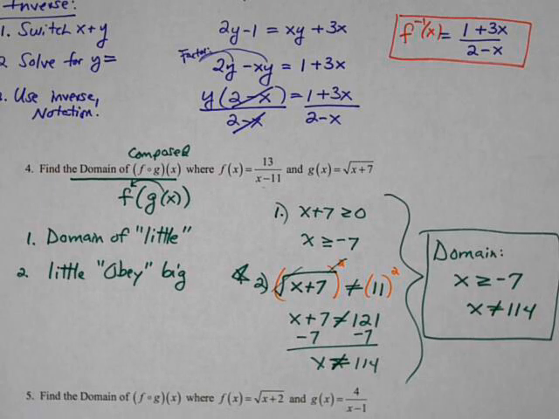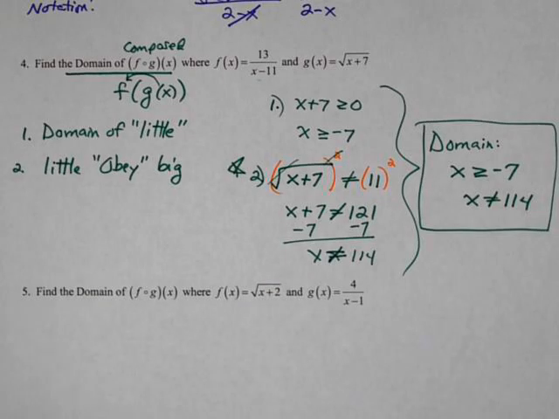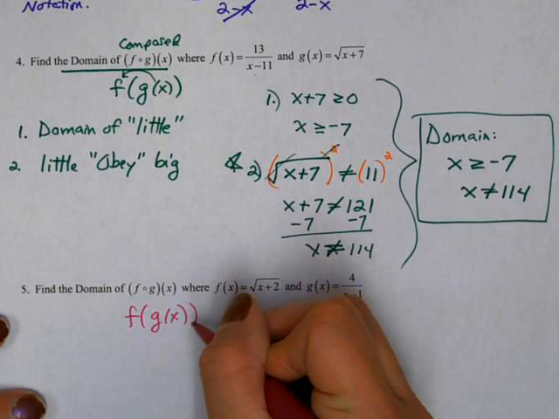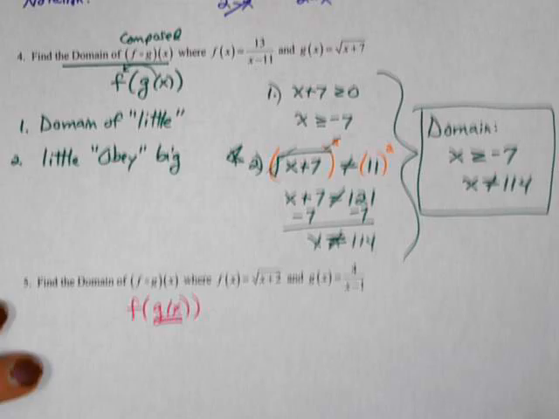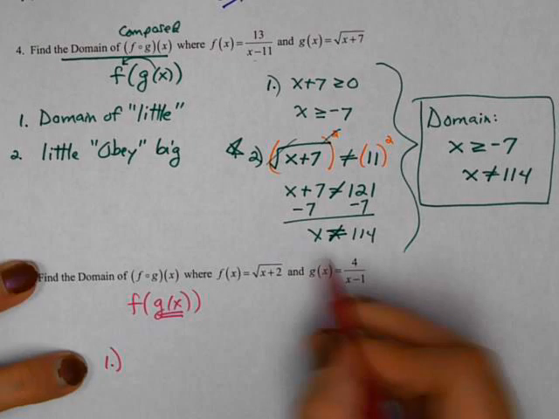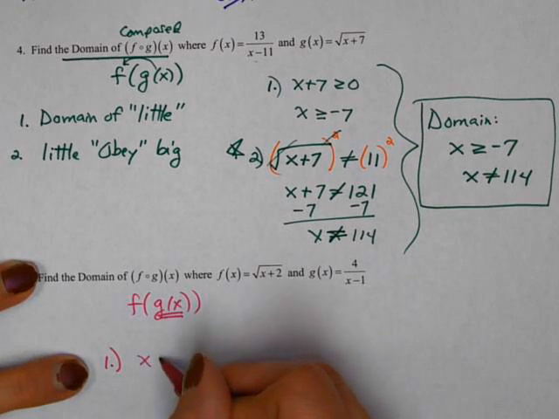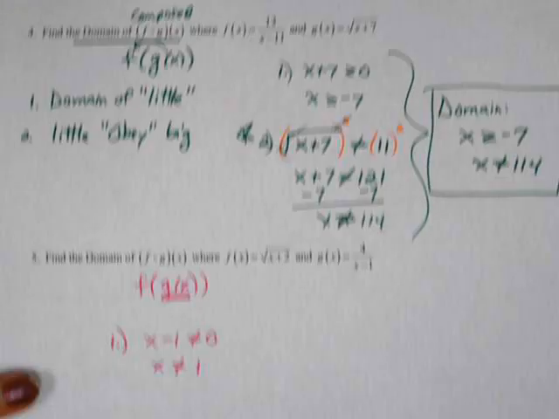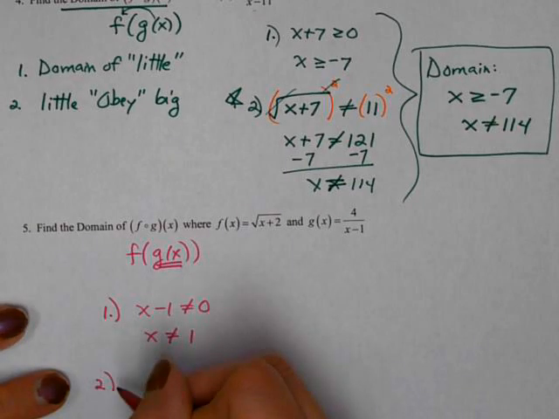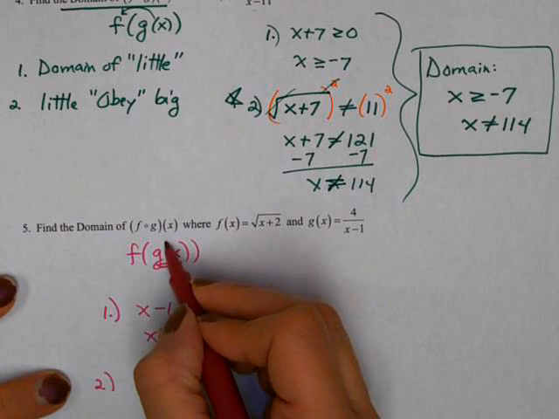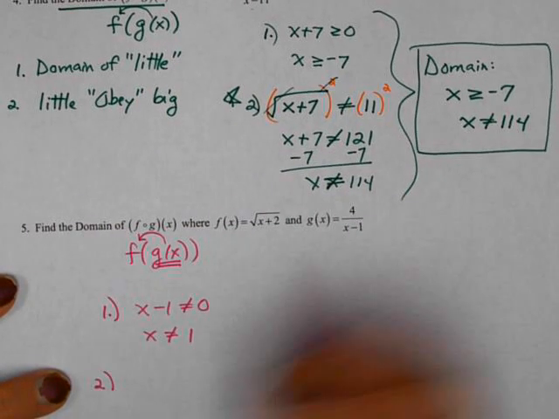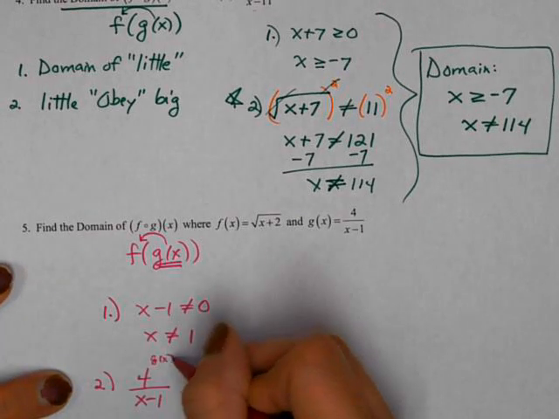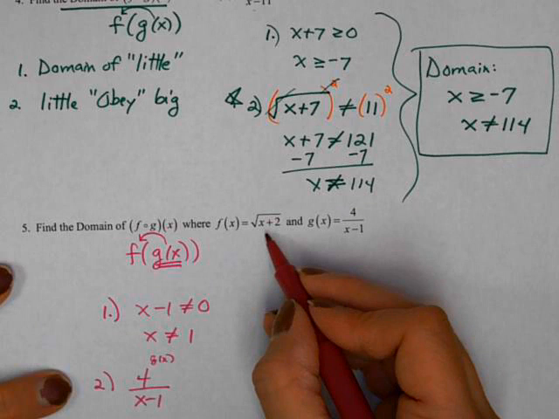Let's try that again, only because this is the most fun kind of domain. f of g of x. So g is the little guy again. Step 1, the little guy says x minus 1 cannot equal 0, so x cannot be 1. Now step 2, g of x has to obey f. Let's write down this g function, the whole thing. The whole g, so g of x is right here, has to obey f.